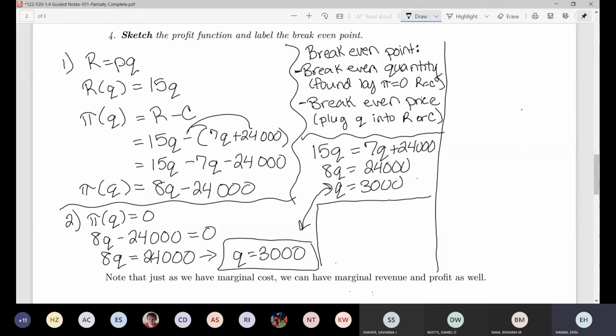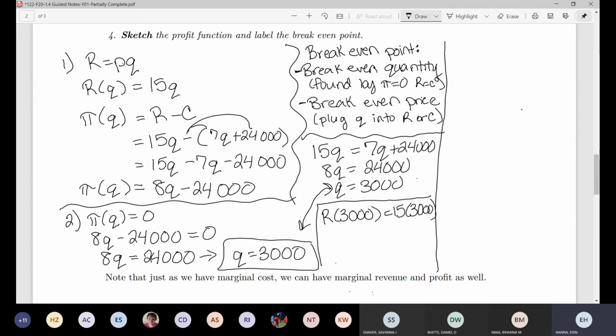So now I want to find the break-even price. So again, I personally usually plug it into revenue because you just got to multiply it by one thing and then you're done. So I would just find revenue of 3,000. So that would be 15 times 3,000.